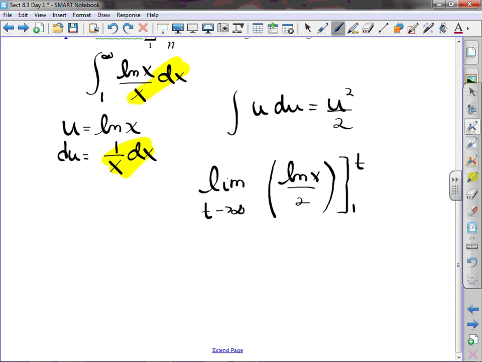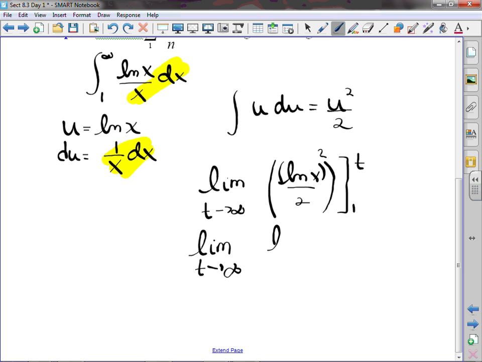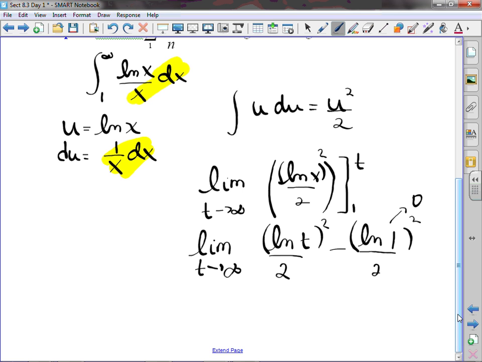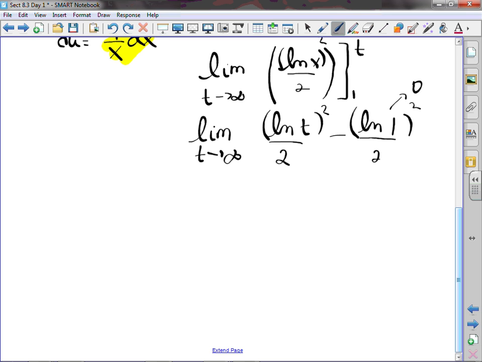There's no smooth way to do this. Well, I don't even need the square because what's going to happen? The limit as t goes to infinity of the log of t squared over 2 minus the log of 1 squared. What's the log of 1? So that's 0. And what happens? Let's pay attention. What's true about the log of t? It goes to infinity, right? So this is divergent.